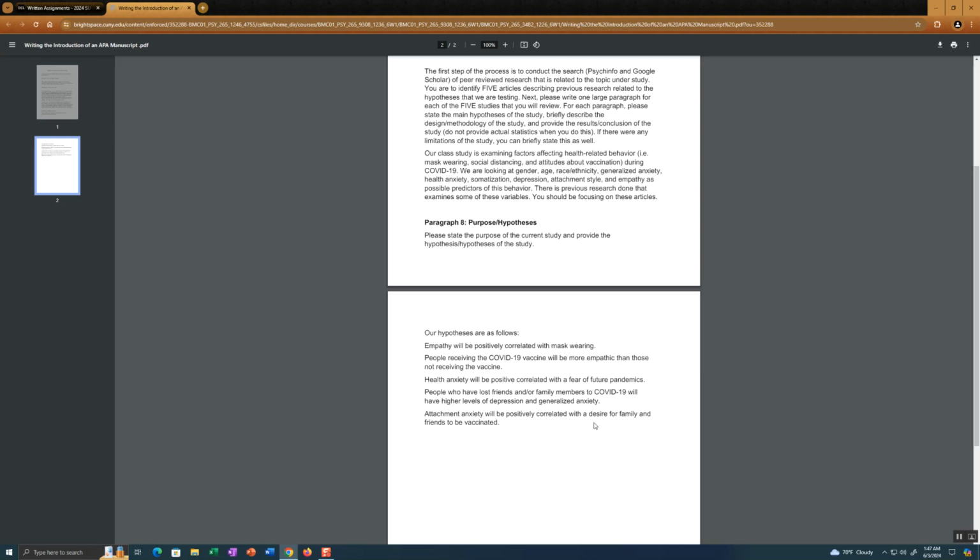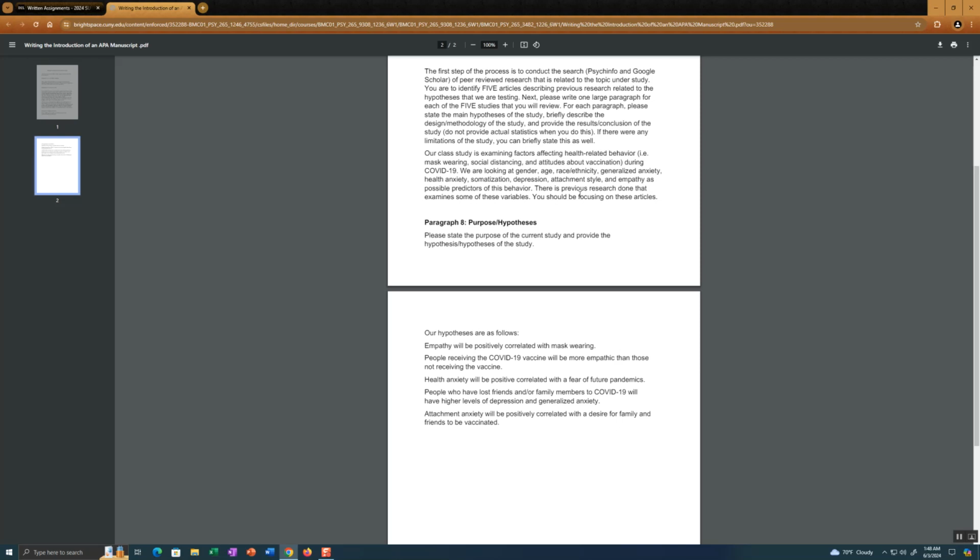So this last hypothesis is looking at attachment anxiety, which is one component of adult attachment style, and how it's positively correlated to a desire of family and friends to be vaccinated. This is kind of the clingy behavior. That you're overly concerned that, I don't want to lose or have someone ill in my family or my friend. It's sort of really preoccupying me.